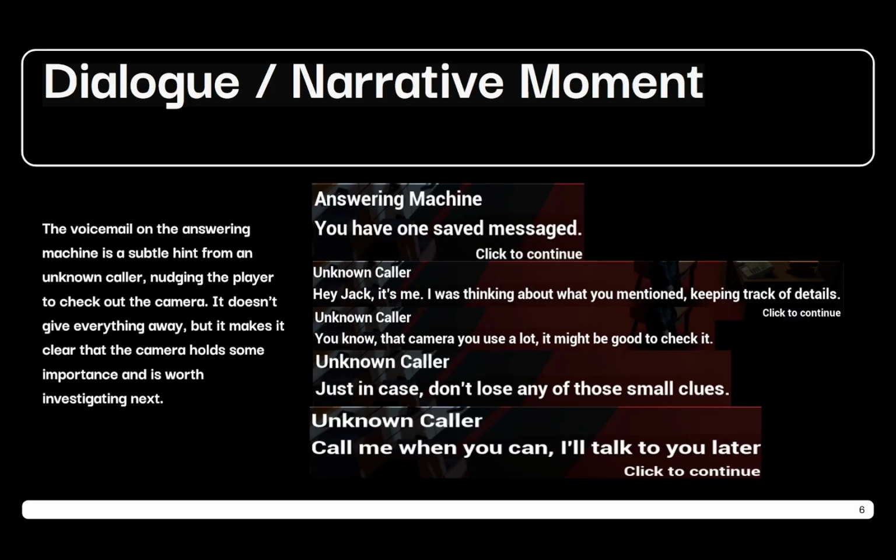For the dialogue and narrative, here I use the answering machine as the dialogue interaction, and it's a voicemail on the answering machine. It basically gives the player a subtle hint from an unknown caller. It nudges them towards the camera. It doesn't give it away, but it strongly tells them, hey, go check out this camera. It holds an important thing, and it should be the next thing that they investigate.